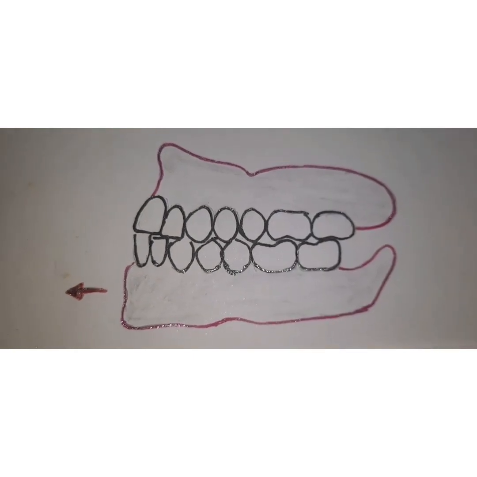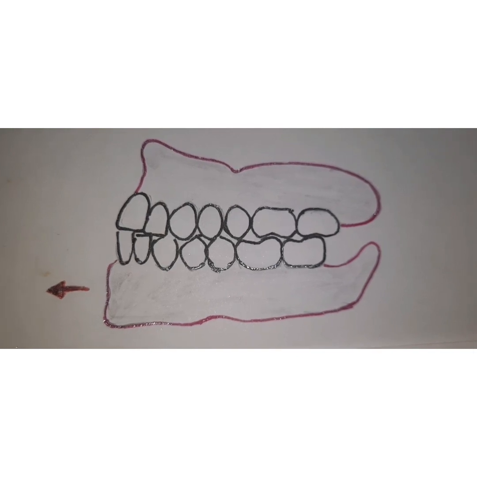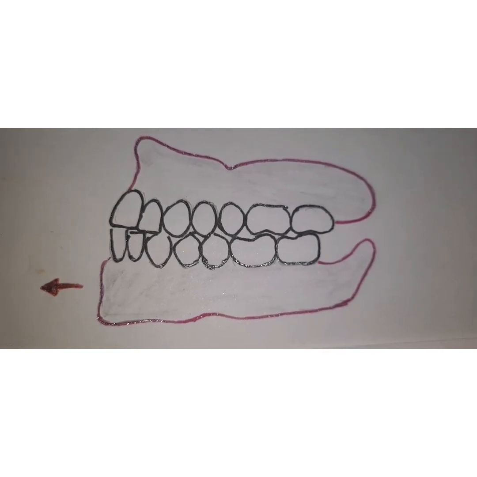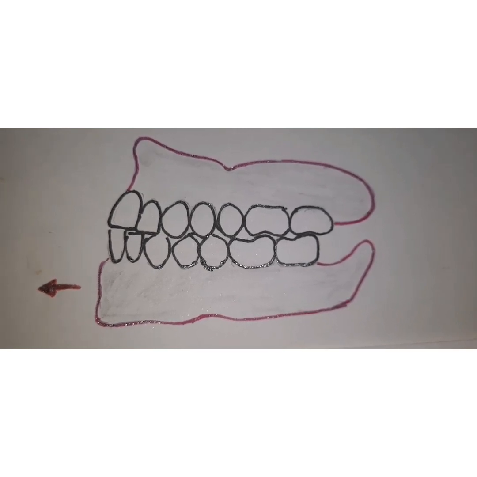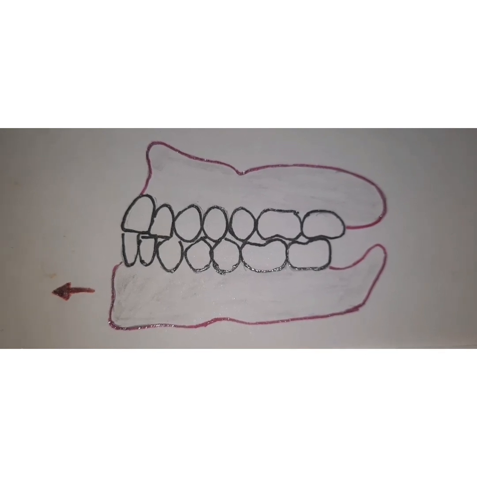Balanced occlusion is based on three classic theories of occlusion, that is Bonwill's three-point theory of occlusion balance, then the curve of Spee, and Monson's spherical theory of occlusion. So these are the three theories of occlusion on which balanced occlusion is based.